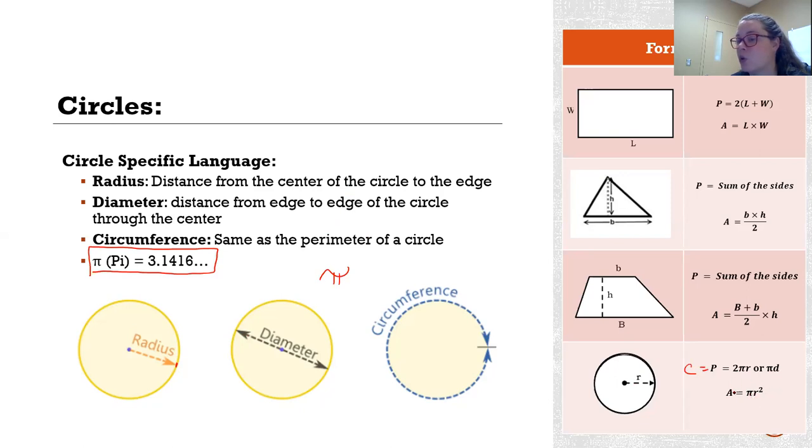So area will only use radius, and it can only use radius. You'll never use diameter for area. But perimeter, you could use either radius or diameter. Both of them will work as long as you choose the correct formula. Mind you, I can ask you area of a circle and give you a diameter because you can take the diameter to find the radius, okay? So just because a question gives you the diameter doesn't mean that it's not going to be an area question.